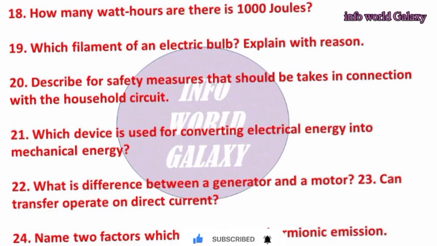18. How many watt hours are there in 1000 joules? 19. Why is the filament of an electric bulb made of tungsten? Explain with reason. 20. Describe four safety measures that should be taken in connection with the household circuit. 21. Which device is used for converting electrical energy into mechanical energy?